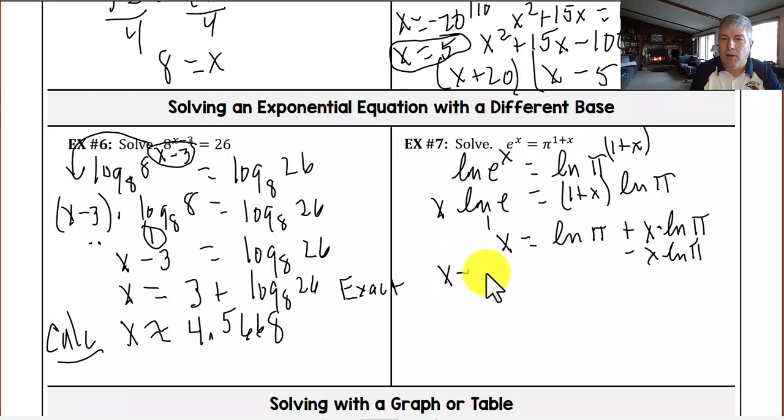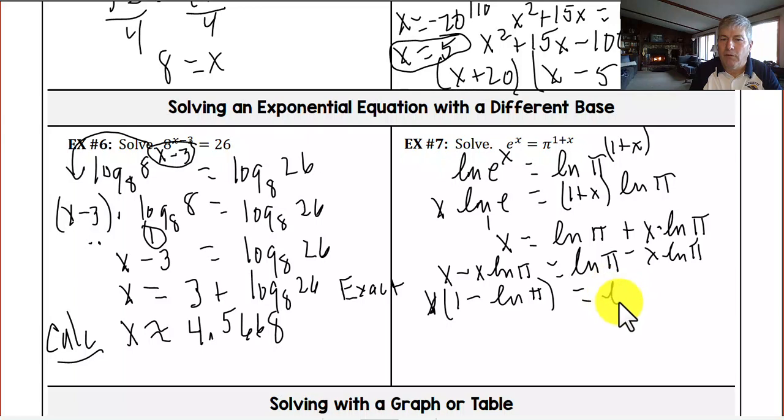So I get x minus x natural log of pi equals the natural log of pi. I factor out my x, so I get x times 1 minus the natural log of pi equals the natural log of pi. I've isolated my x, so I can divide both sides, and I get x equals the natural log of pi over 1 minus the natural log of pi. And that is my exact answer.